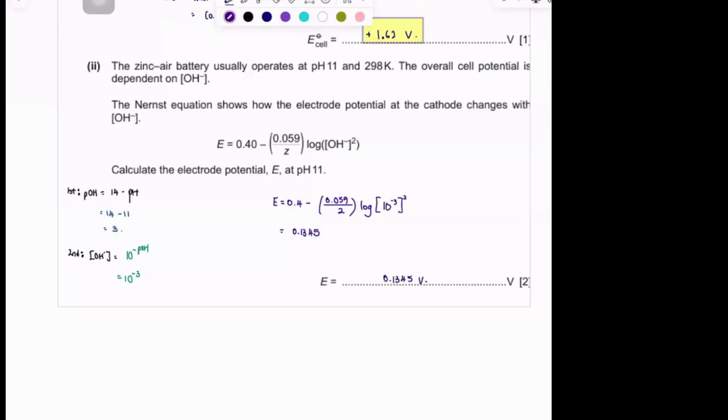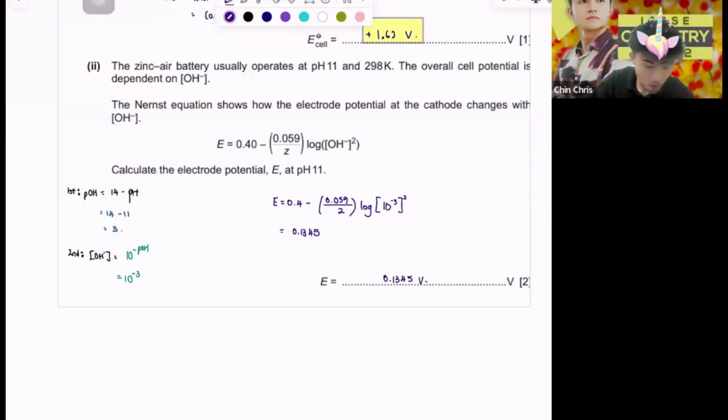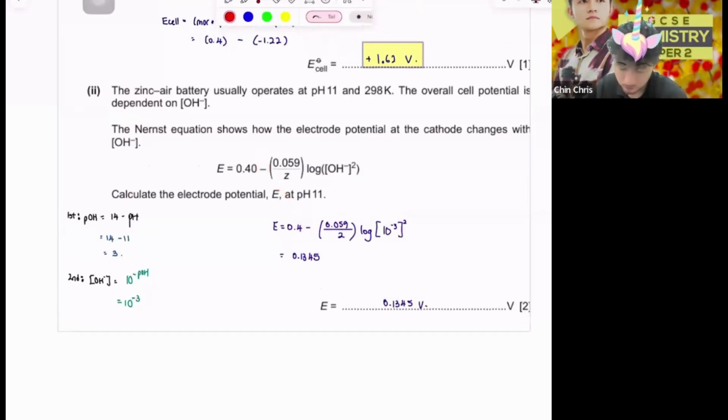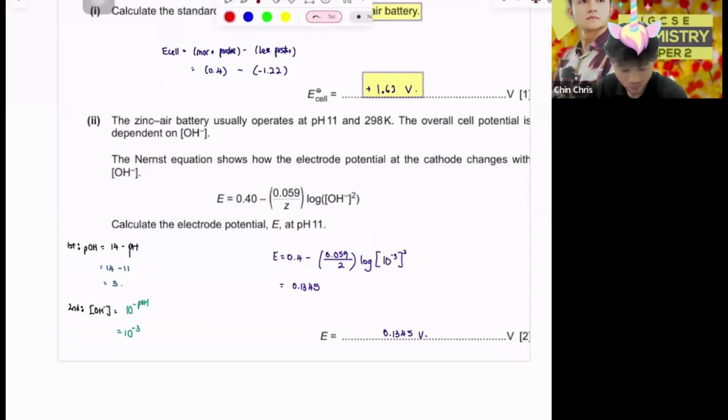No, but they said to minus though. Sorry? They said to subtract though, not add. I subtracted, right? I added, man. What do you mean by subtracted? Yeah, I subtracted the value, right? 0.1345, right?